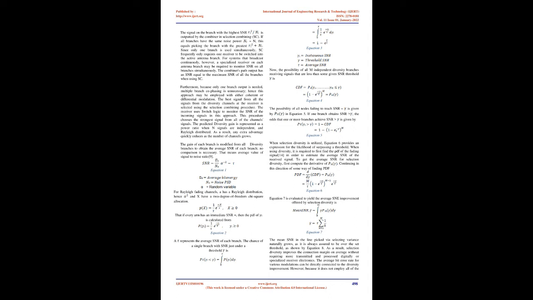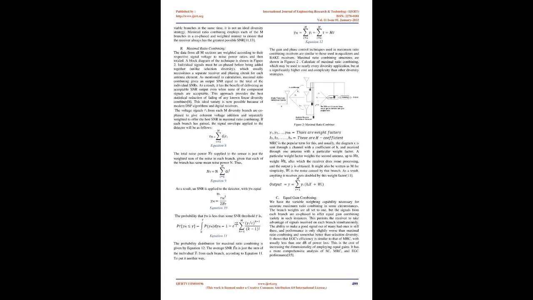The best signal from all the signals from the diversity channels at the receiver is selected using the selection combining procedure. The receiver uses switch logic to monitor the SNR of the incoming signals in this approach. This procedure chooses the strongest signal from all of the channel signals. The predicted diversity gain is represented as a power ratio when n signals are independent and Rayleigh distributed. As a result, any extra advantage quickly reduces as the number of channels grows.